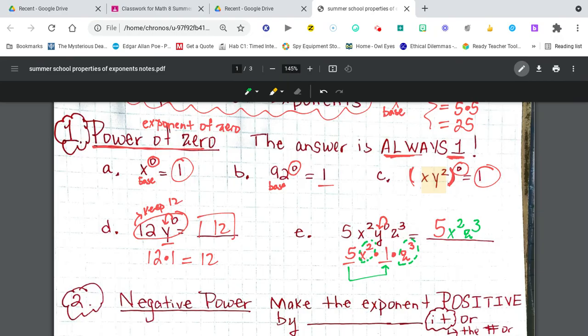If you're confused about something on this part, stop the video and raise your hand. I'll come to your desk.